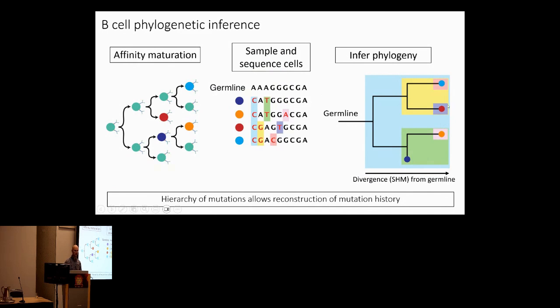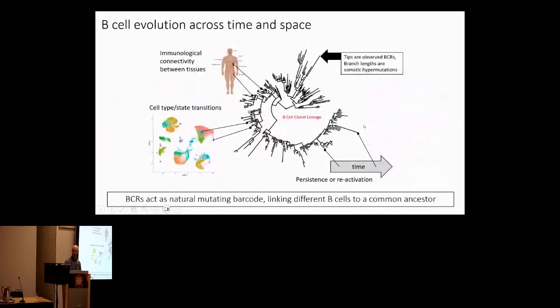We can use that pattern of mutations to infer a phylogenetic tree, which is a model of this process of mutation and selection. The tips of the tree represent the sequences that we observe. The internal nodes represent our unobserved intermediate sequences, and the branch lengths represent the mutations leading from the germline to the tips. This is a more complicated B cell lineage tree, but ultimately it is of the same form. The tips are our observed BCRs, and the branch lengths represent the somatic hypermutations going back to the germline.